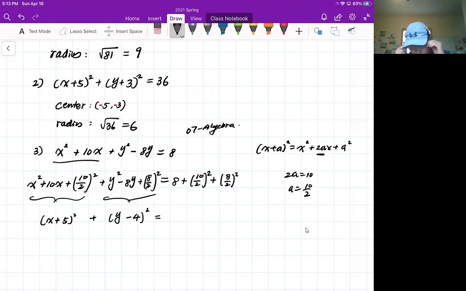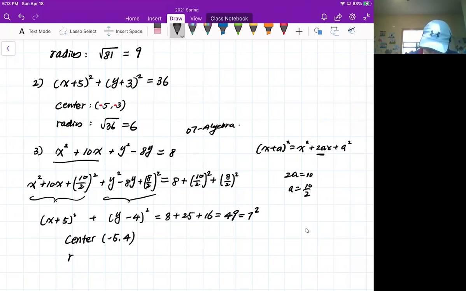Okay, let's do the right hand side. 8, 5 squared is 25, 4 squared is 16. 25 plus 16 is 41. 41 plus 8 is 49. And that gives me 7 squared. And then we are done. Why are we done? Because the center is (-5, 4) and the radius is 7.